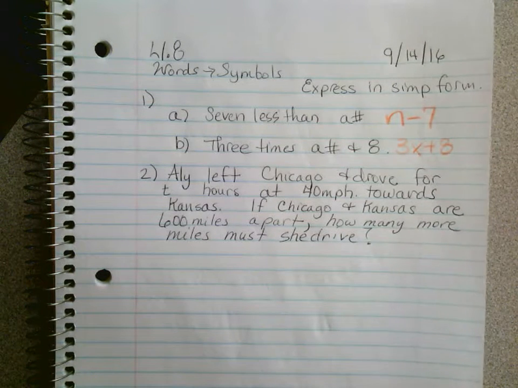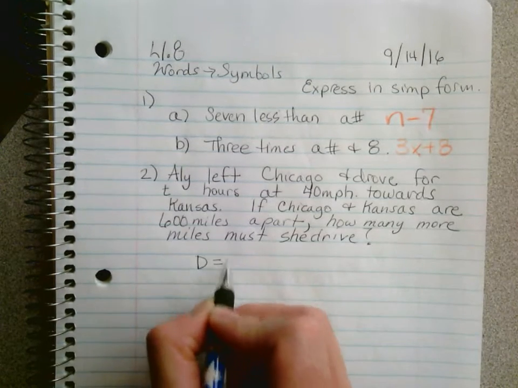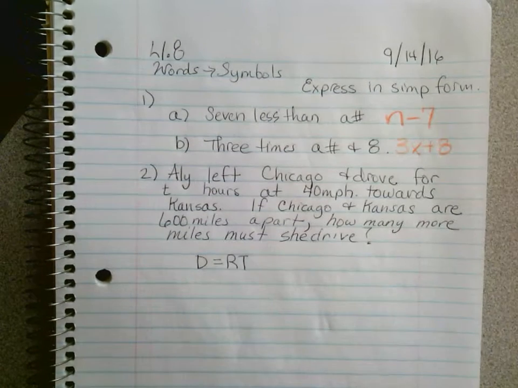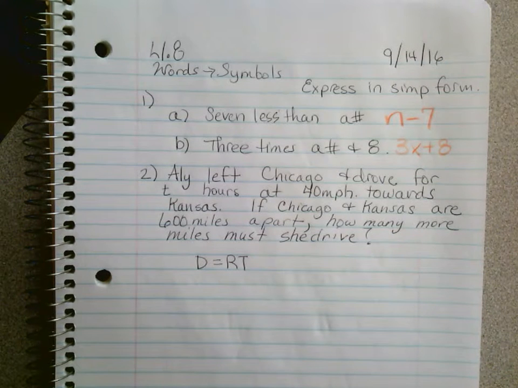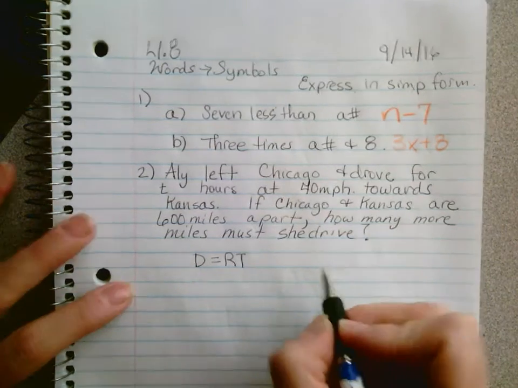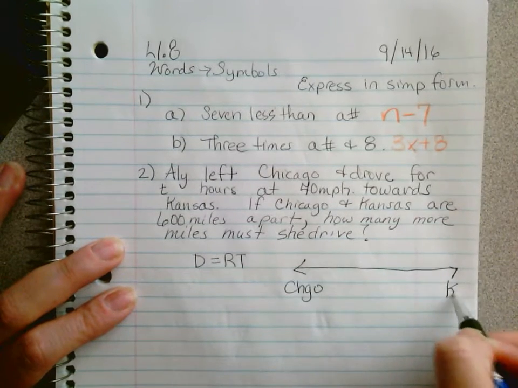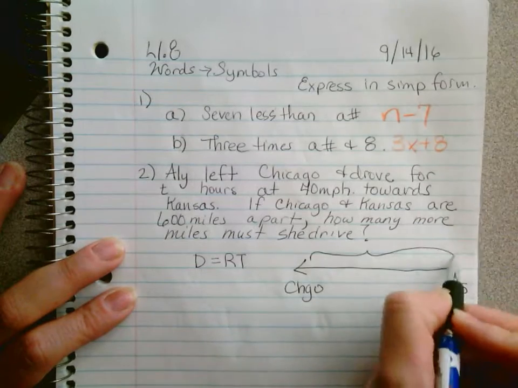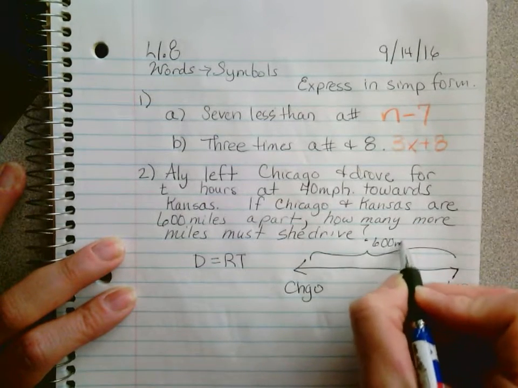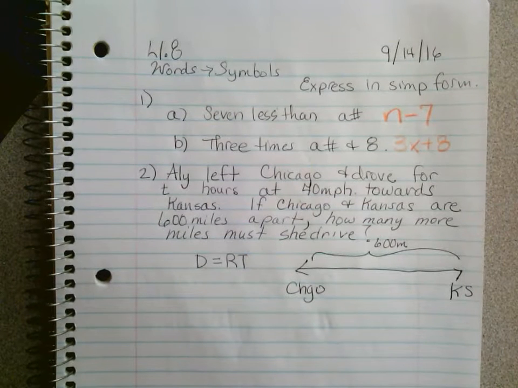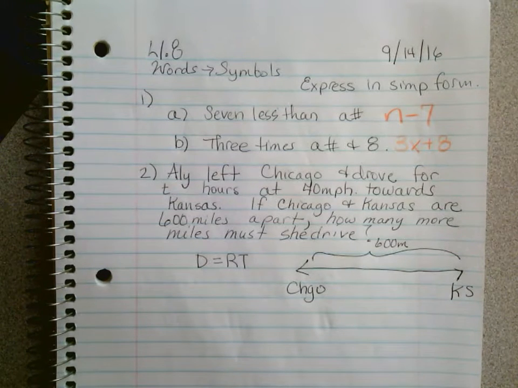Her distance equals rate times time equation is slightly useful here, but we need to take this and gather our thoughts a little bit. I know that, and I'm going to sketch, from Chicago to Kansas, based on their scenario, is 600 miles apart. Okay, would you guys agree that's what I'm saying? In the story problem, it says Chicago and Kansas are 600 miles apart. So to get from Chicago to Kansas, how far must she drive?